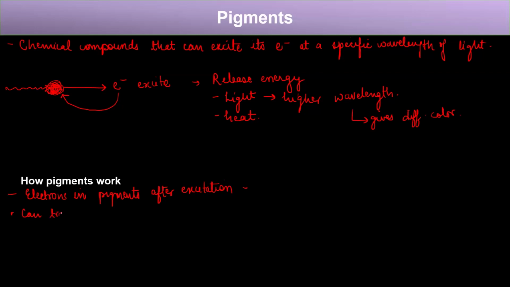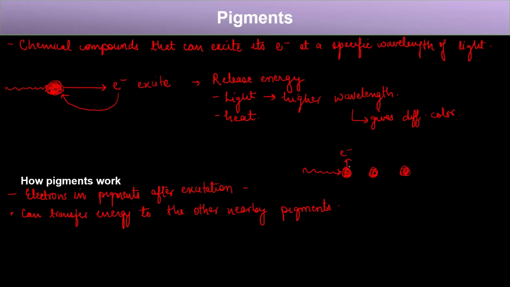So they can transfer energy to the other nearby pigments. Suppose this is pigment 1, this is pigment 2, this is pigment 3, and pigment 1 is receiving light. So its electron will get excited. Now it will transfer its energy to the nearby second pigment, and then it will transfer its energy to the third pigment. So the electrons in the pigments, after excitation, can transfer energy to the other nearby pigments.